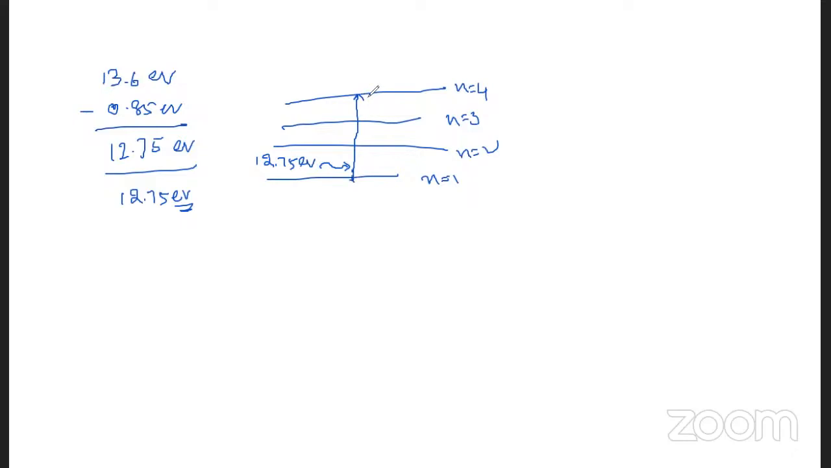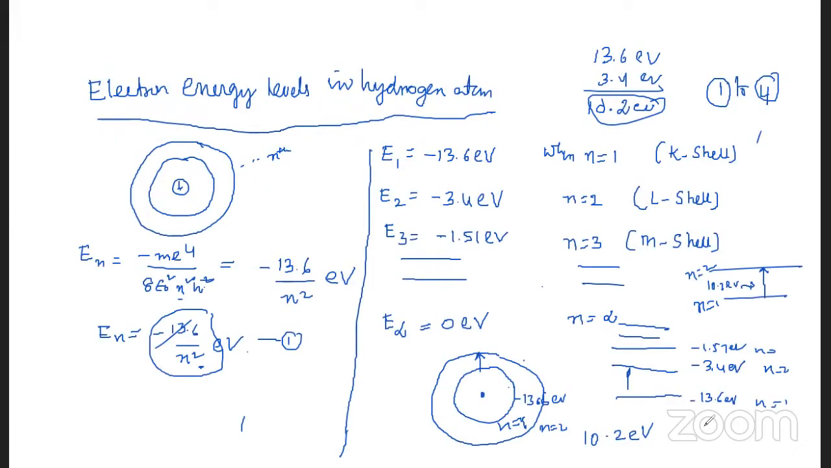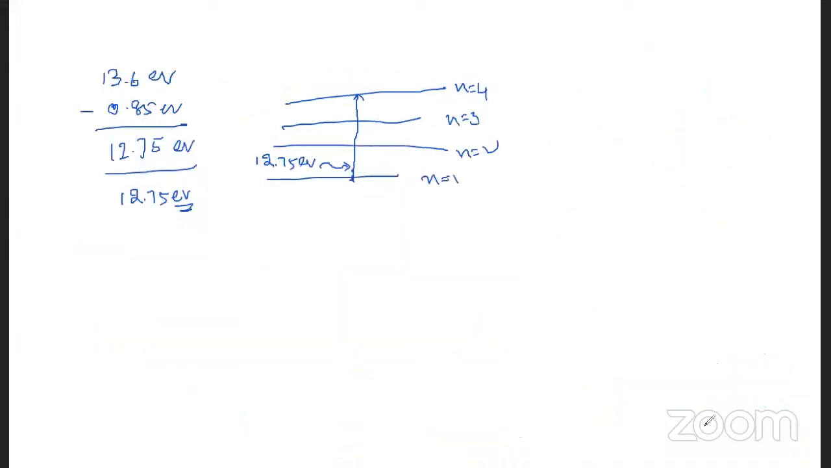So like this, the excitation of the electron from one energy level to another energy level is going to happen. This is what is explained in the case of Bohr's atomic model. It has been explained. Okay.